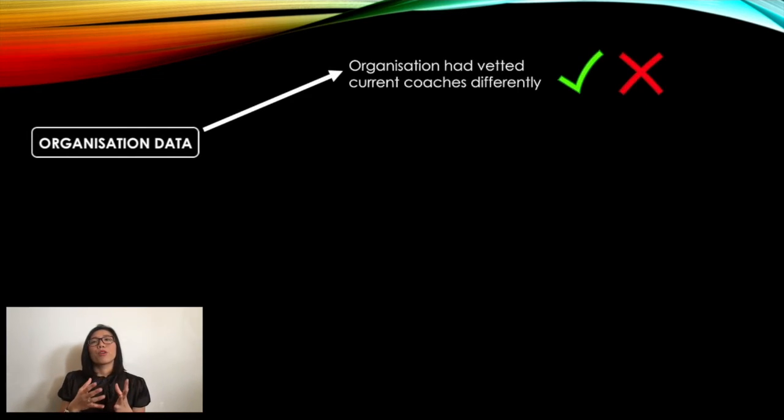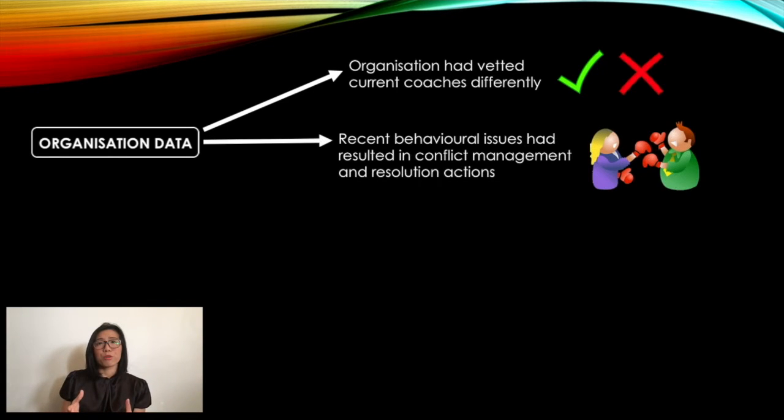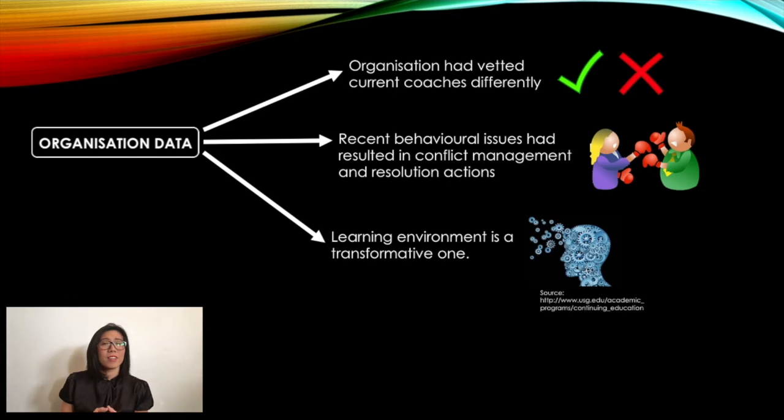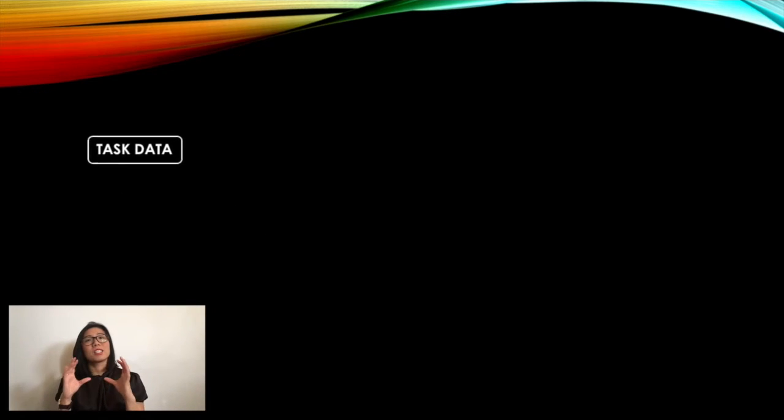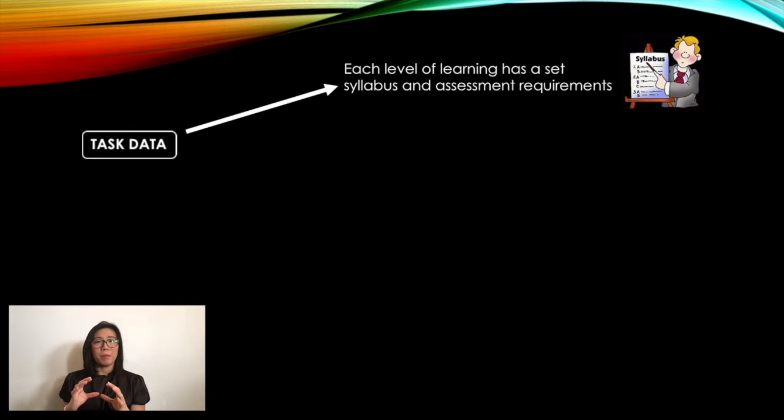The initial vetting process for the current generation of coaches was different from before due to various reasons. Recent behavioural issues had resulted in the organisation having to use conflict management and taking resolution actions. The organisation works to provide a transformative learning environment where learners should experience a shift in their worldview and develop as a person. Task data confirmed that each level of learning has a specified set of assessment requirements.